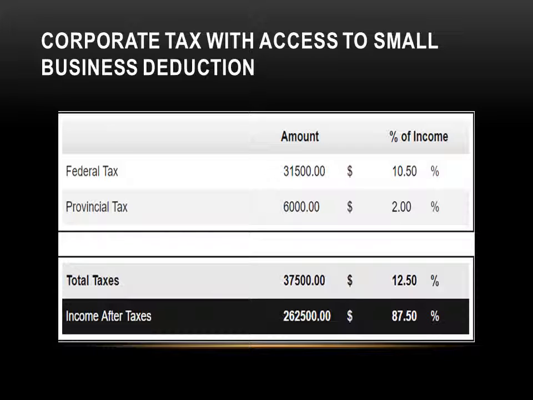So out of the $300,000, the amount to be collected from federal tax is 31,500 Canadian dollars, and for provincial tax, it's 6,000 Canadian dollars. Below, the total tax that needs to be collected would be 37,500, which is 12.5% combined federal and provincial tax. The net income, or the income after taxes, would have a total of 262,500, or 87.5% of the total annual income.